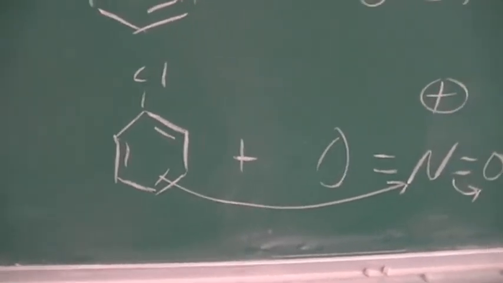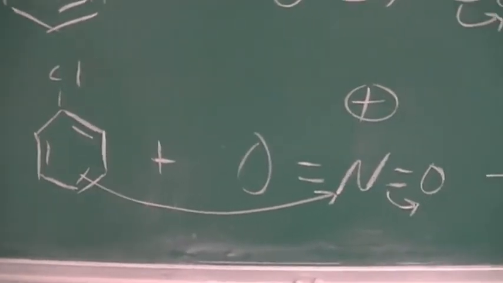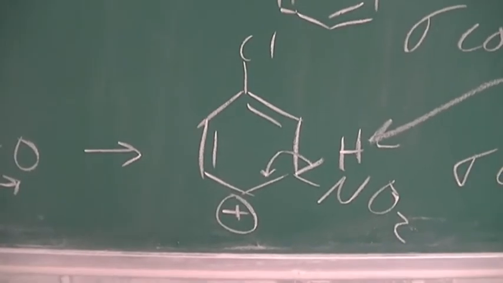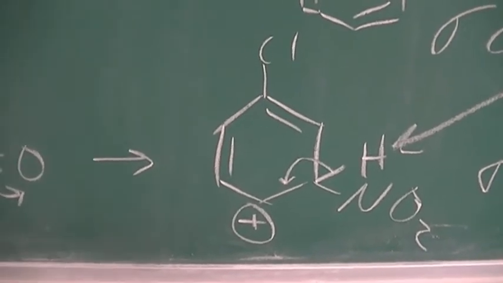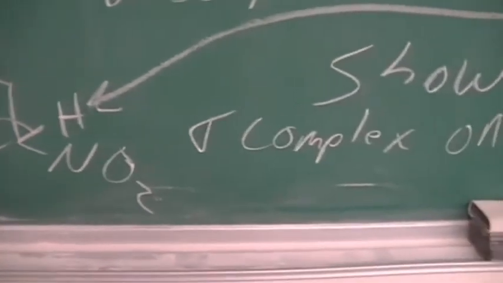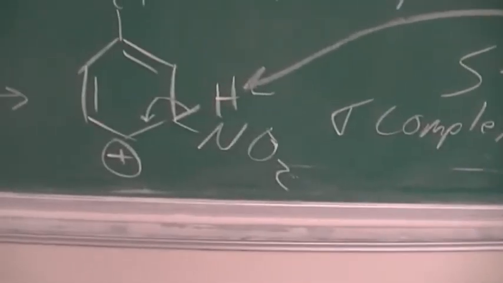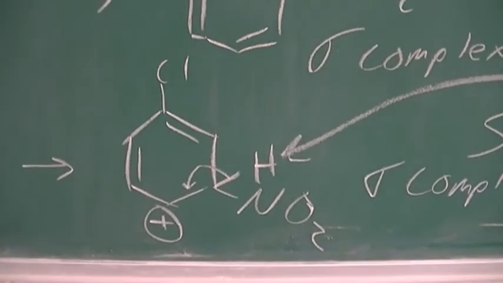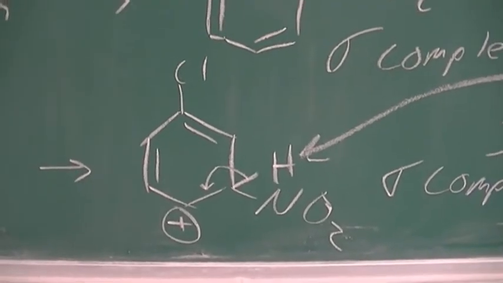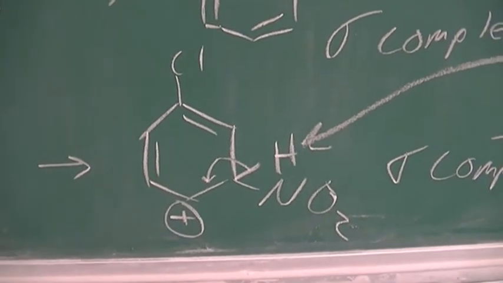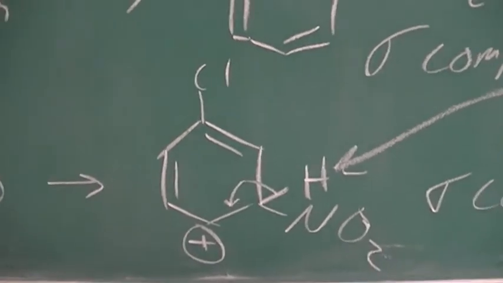And so when we show the mechanism for the meta position, same as above, except now our NO2 group is meta to the chlorine. In this case, your sigma complex only has 3 resonance structures. It does not have the stable resonance structure where all the carbons have 4 bonds and the positive charge is on the chlorine.